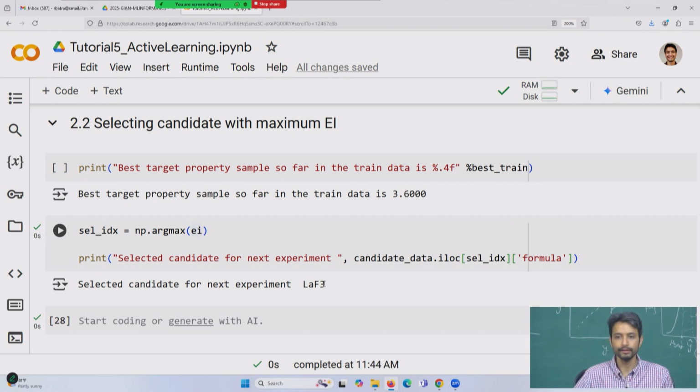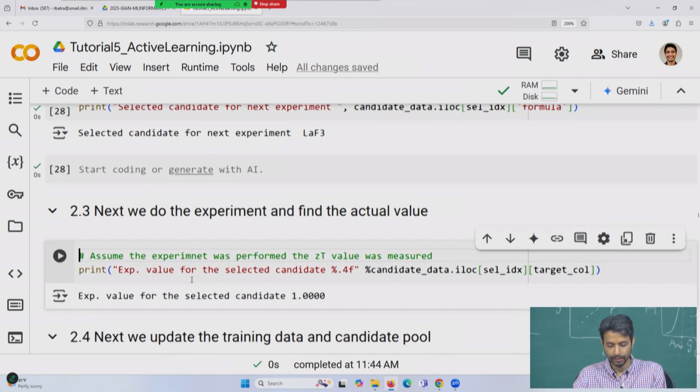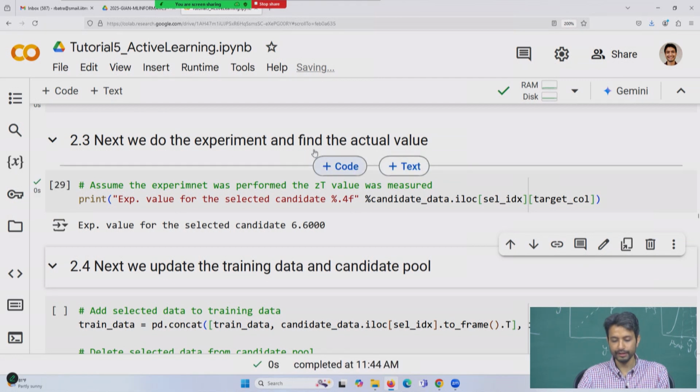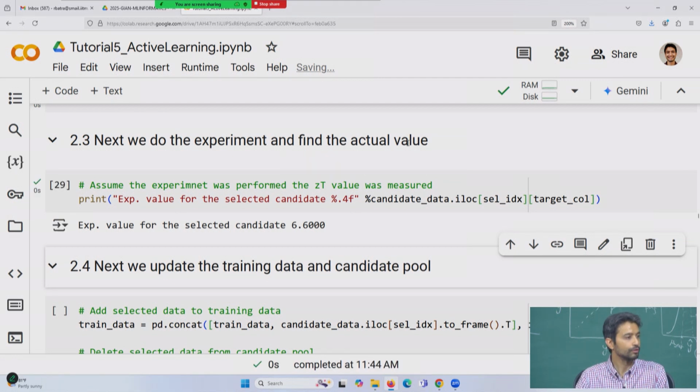I have selected it based on expected improvement. What should I do next? Yeah, so I need to perform an experiment. My experiment could be an actual lab experiment, it could be a DFT experiment, whatever it is. So next we do the experiment and find the actual value. Okay. So when you did the experiment in the lab, this is the output you got, 6.6.